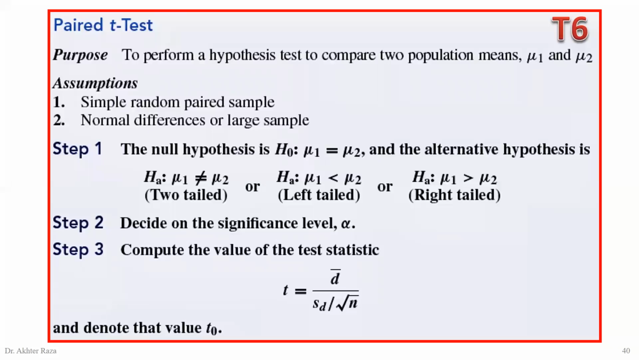Paired sample t-test. Paired sample t-test is used whenever we have dependent samples. If the samples are dependent, then we have to switch to the paired sample t-test. The independent sample t-tests were done by the two procedures, pooled and non-pooled, and the paired t-test is used whenever the samples are related to each other.